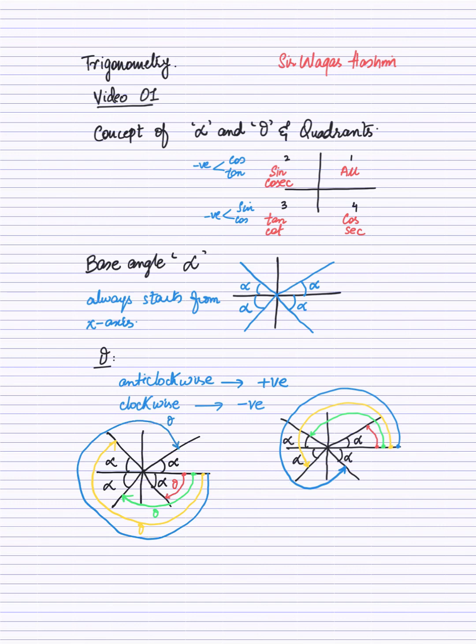So first thing is you need to confirm that whatever your direction is, the number of your quadrants is not changing. First, second, third, and fourth. So the quadrant number is always the same, whether you are moving in a clockwise direction or in an anti-clockwise direction.